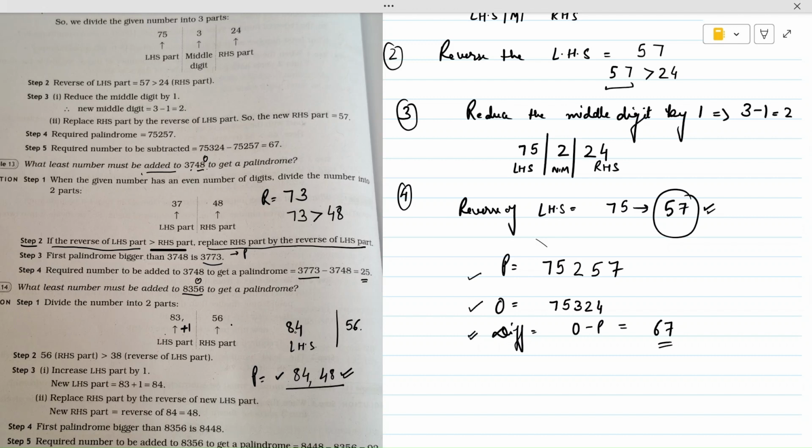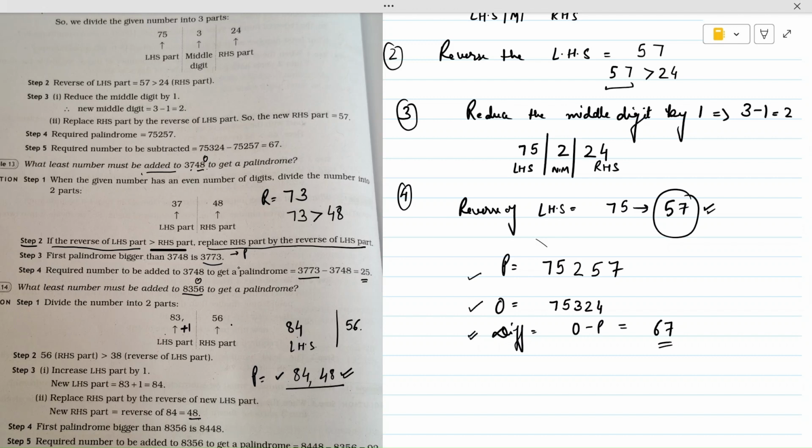56 is as is. What are we going to take now? Reverse of 84. Reverse of 84 is 48. Okay. So we have the new number as 48. Although 48 is less than 56, when we add this 48 to this number, when we combine these two, the complete number will be bigger than this. So we can straight away use it. We have this number as 8448. So our 8448 is the required palindrome number, and the difference between the original number and the palindrome number will give us the least number which we have to add to it.